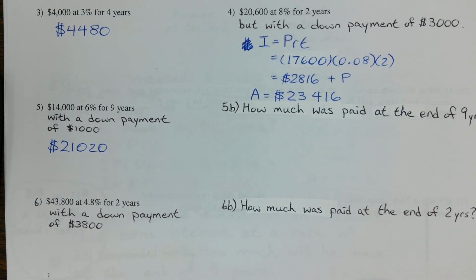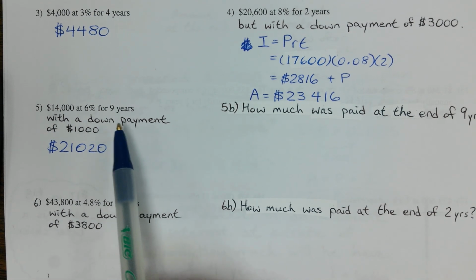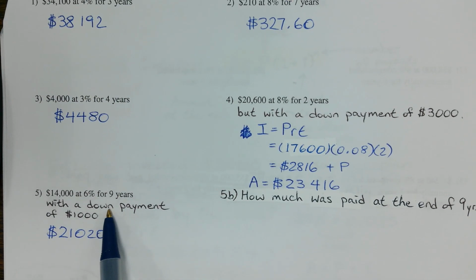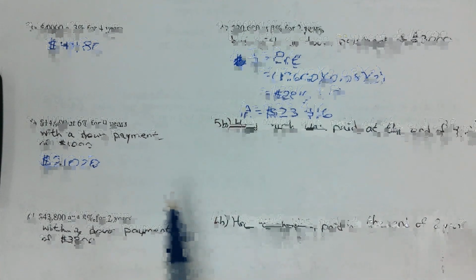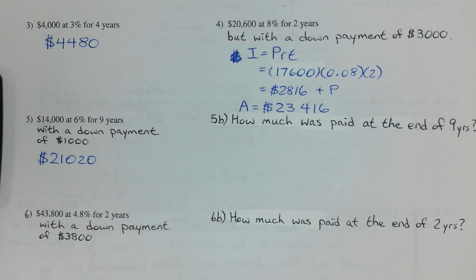Oh, by the way, when we talk about down payment, are we talking about an investment or a loan? Loan. Okay, you only pay down a loan. You don't pay down an investment. So whenever you see down payment, we're referring to a loan that you're borrowing from a friend, from a bank, from your parents, things like that.